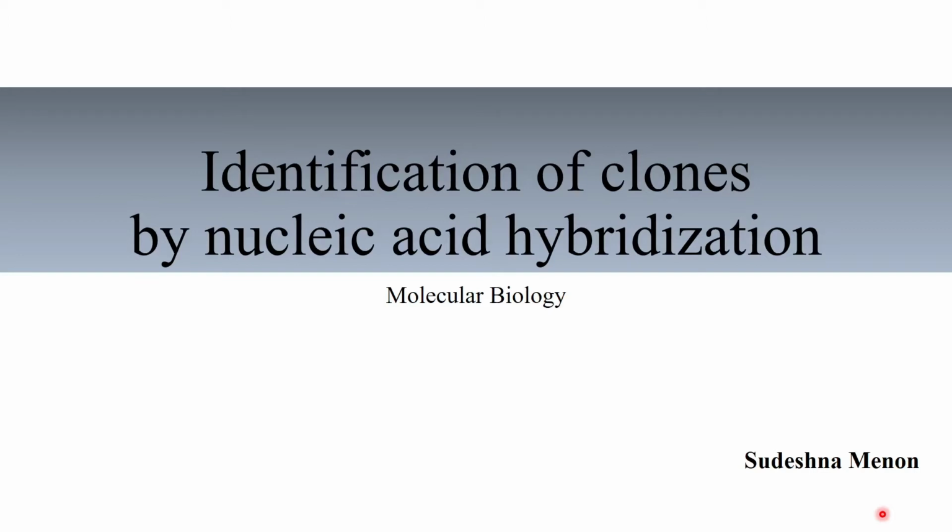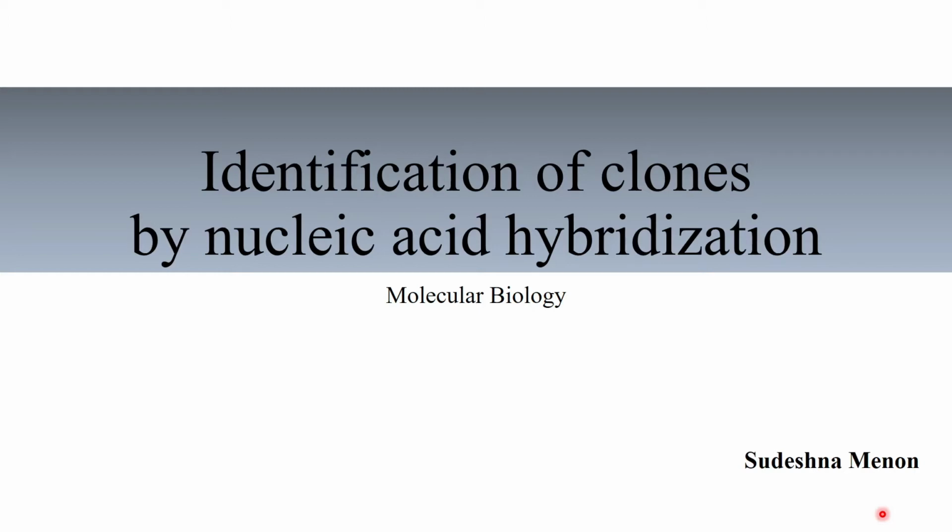Identification of clones by nucleic acid hybridization. Now, when you have a genomic DNA library or a cDNA library, there are multiple clones present. If you were to identify a single clone that contains the gene of interest, the question that arises is how will you identify that single clone? Nucleic acid hybridization is a way by which one can identify a clone of interest.